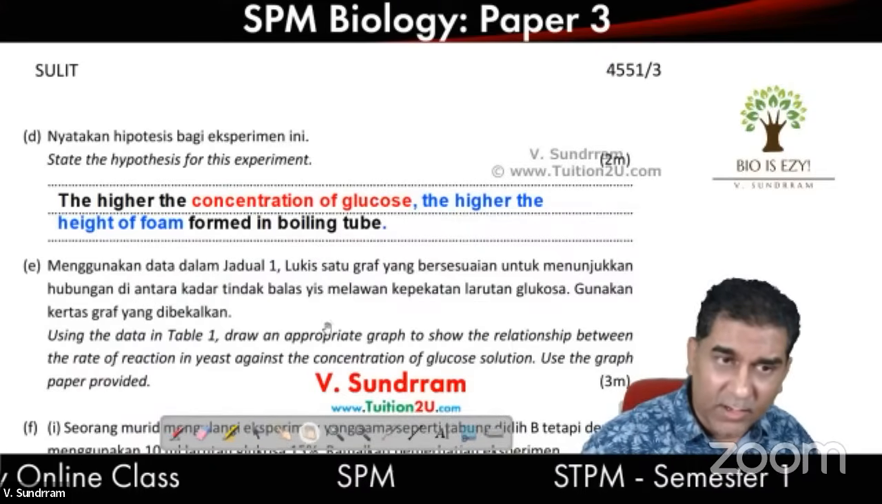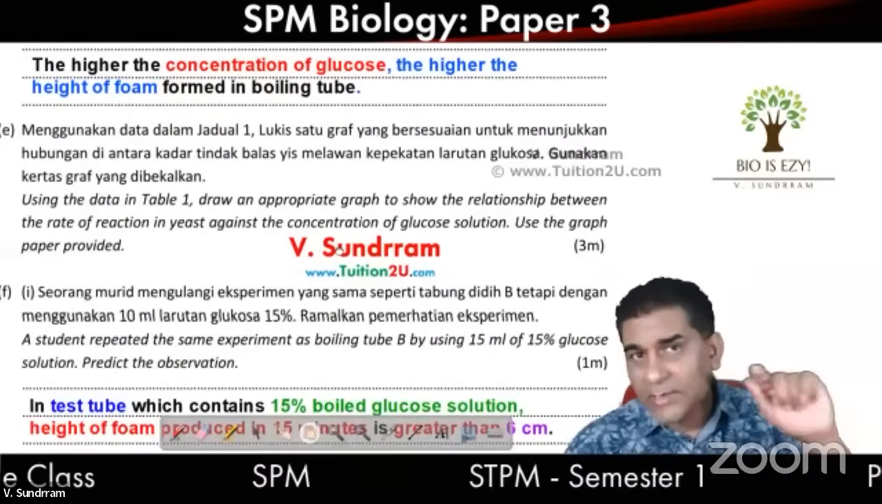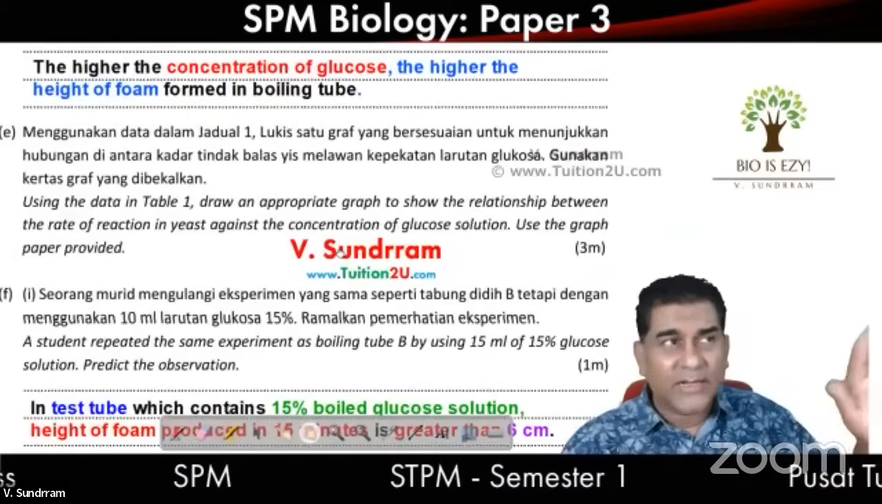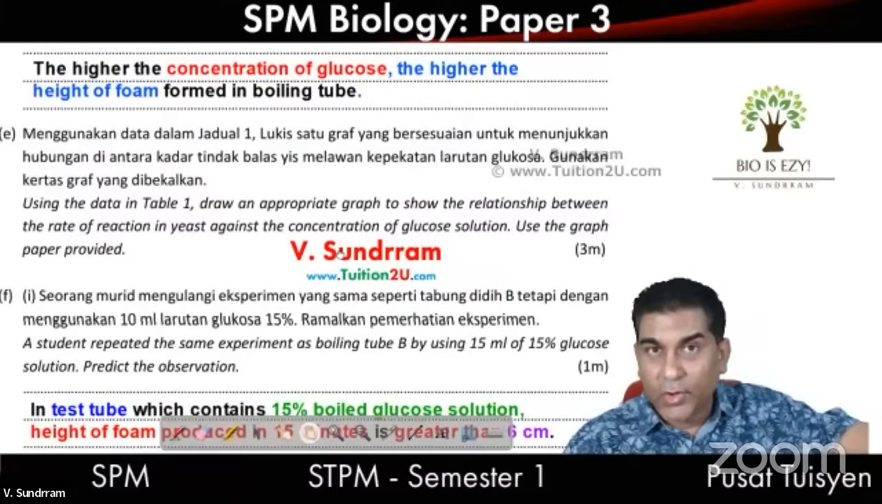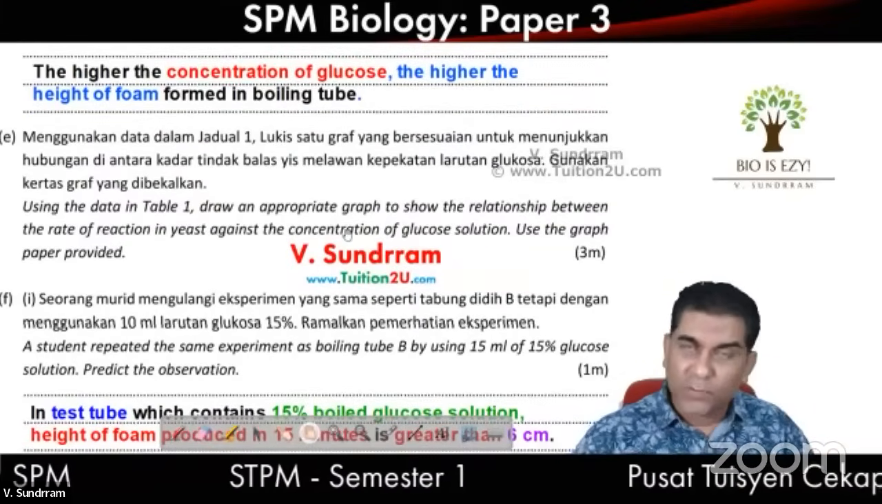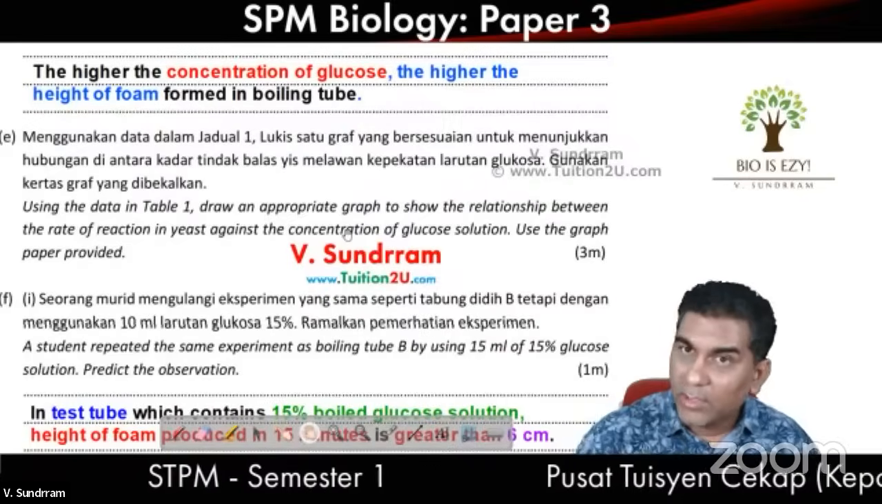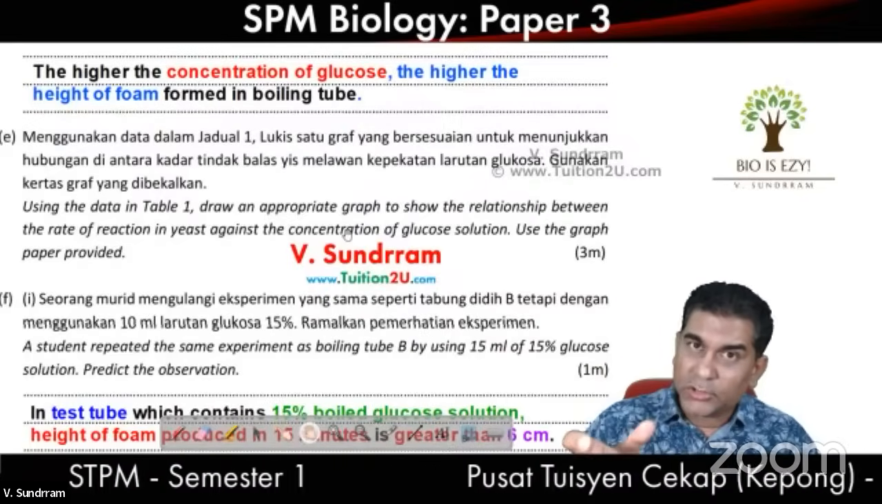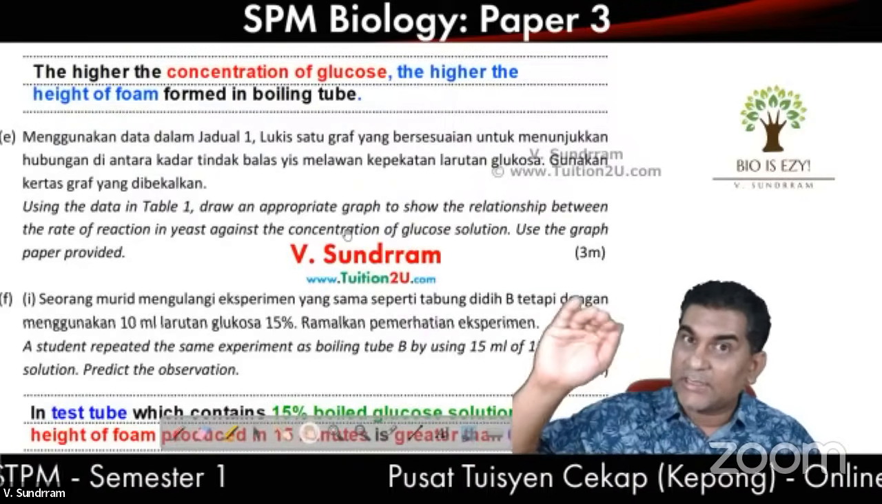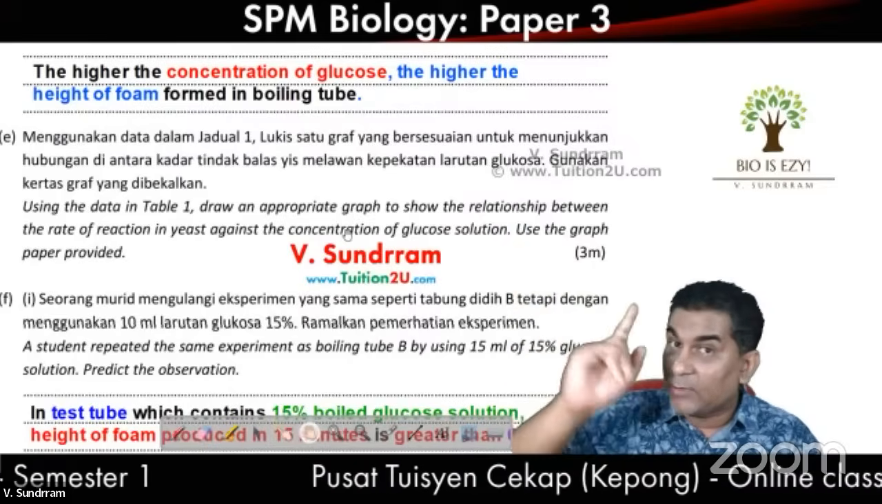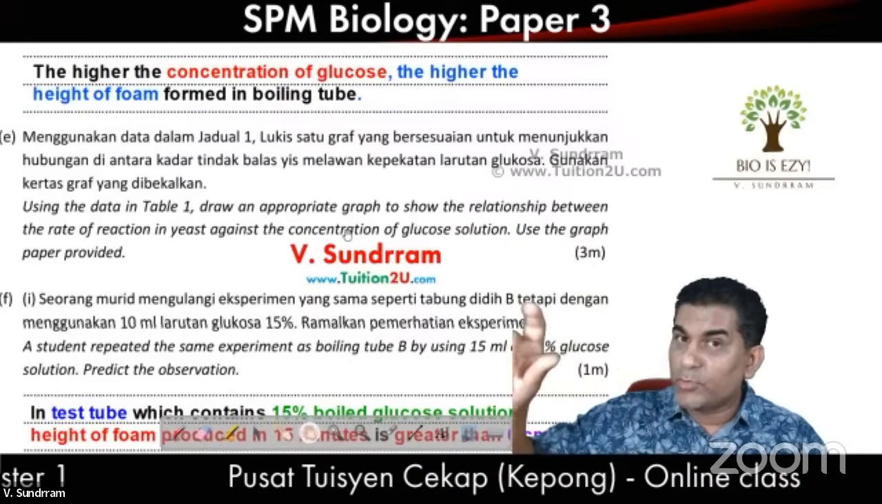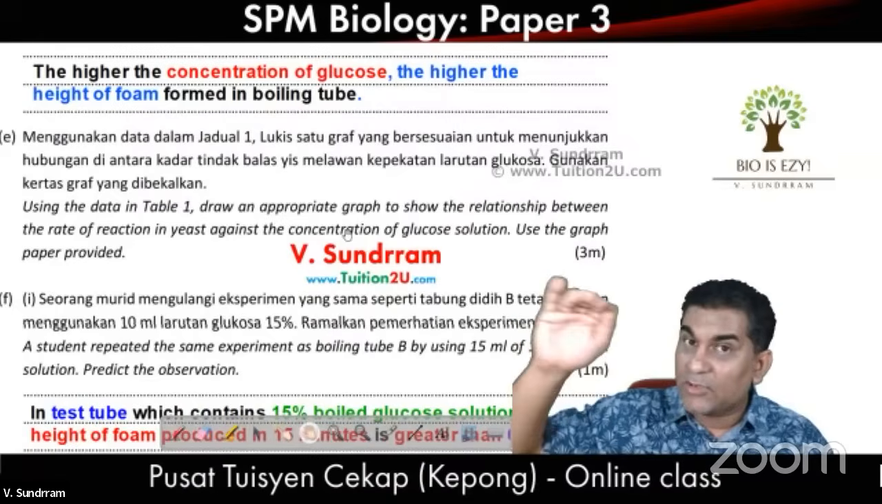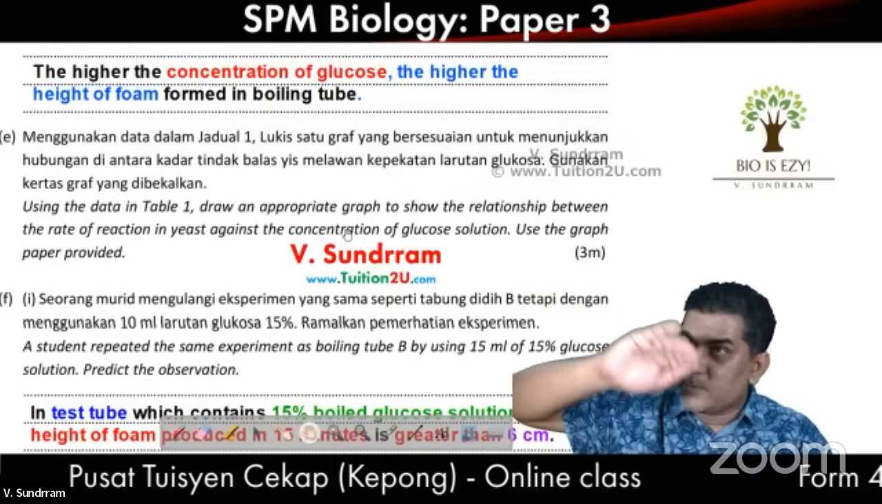So the next one. Sorry, I didn't draw the graph because it's going to be around the same as what I already drew. I repeat, it could be a straight line. If it's one boiling tube only, you measure the increase in the height every 2 minutes or 3 minutes. So the graph will be a curve.